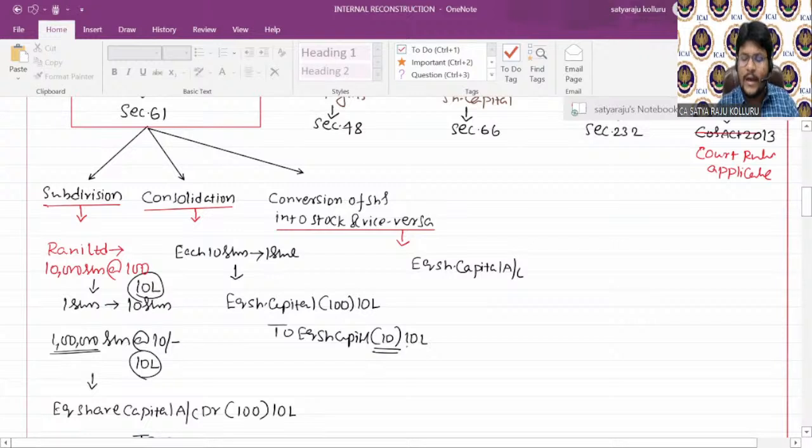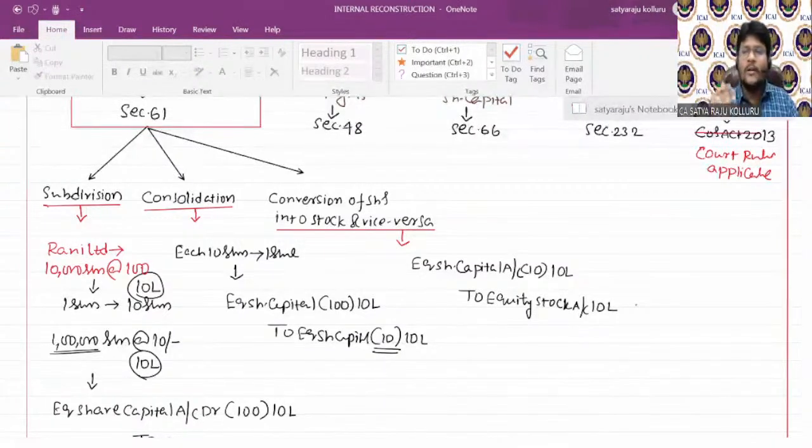Now equity share capital, 10 rupees face value, amount 10 lakh, gone to equity stock account, which is 10 lakh. Such a simple journal entry you need to pass from an accounting perspective. But I told you, there is a lot of internal compliance you need to follow to do such an activity.